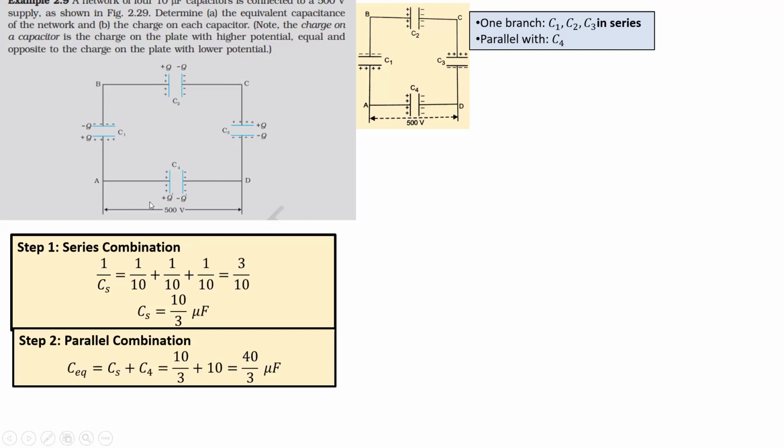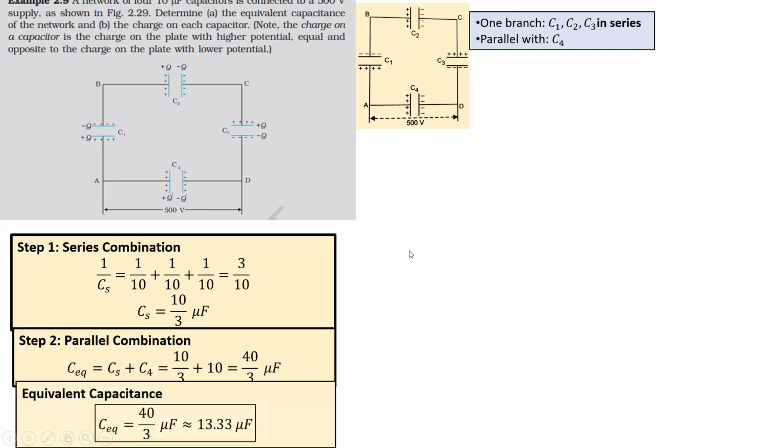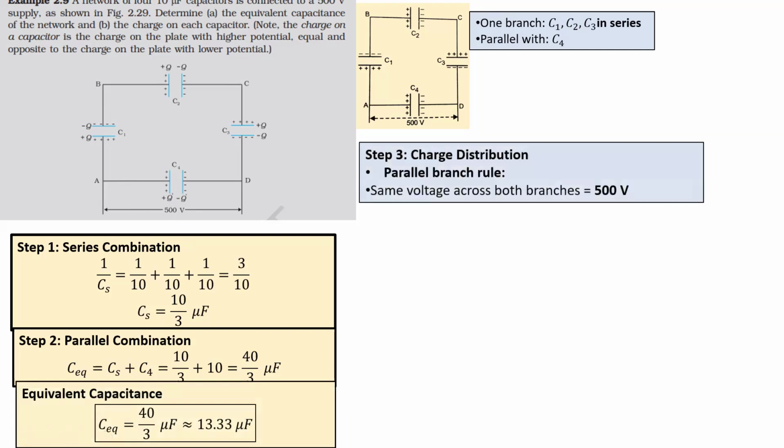Now, we have to find the charge on each and every capacitor. If you come across here, AD, here battery potential is 500. It is clearly understood that it is a parallel connection. So, potential across C4 is 500. C4 value is 10. What is the charge? First, we'll start finding the charge across C4. That is the same voltage.